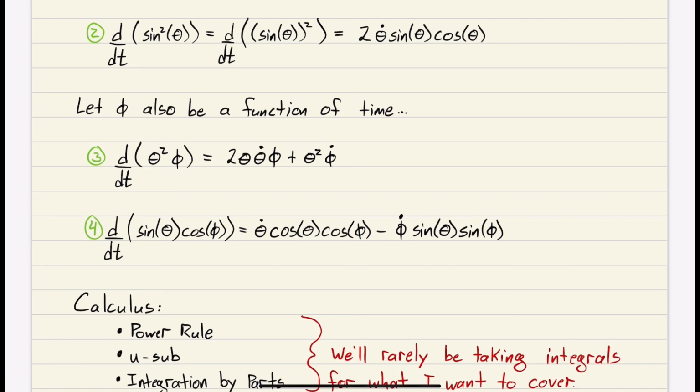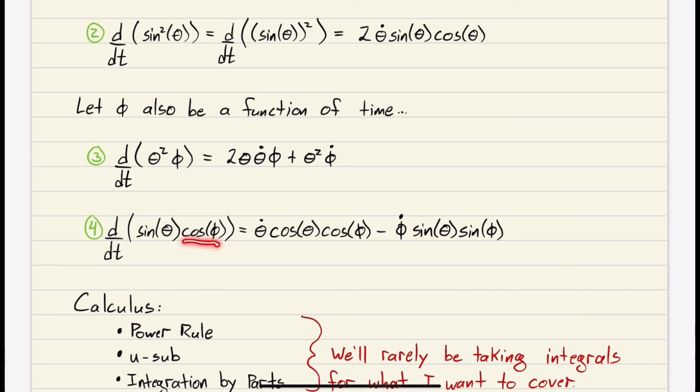All right. Last example. Let's take the derivative of sine theta cosine phi. Okay, same thing. Derivative of the first times the second plus the first times the derivative of the second. You're going to be doing that a lot. So derivative of sine is cosine, and then we take the derivative of the inside. That's theta dot. So we have theta dot cosine theta. That's derivative of the first, times the second, cosine phi. And then we do the first, so sine theta, times the derivative of the second.